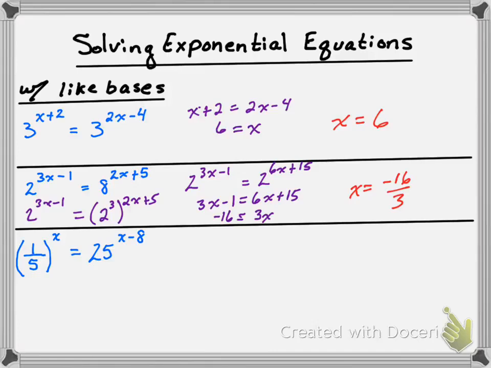All right, so the next problem, again, we do not have the same base value, but we can get our base values to be a 5 by different means here. 1/5 can be written as 5 raised to the negative 1 power, and then raised to the x. 25 is equal to 5 raised to the second power.